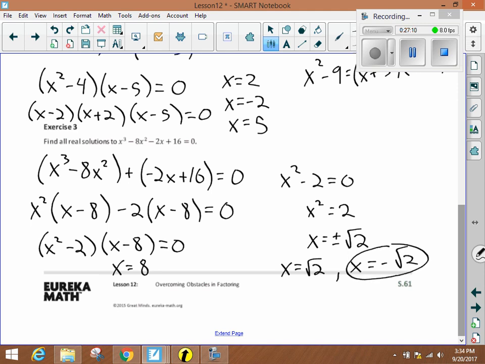So I have 1, 2, 3 zeros or solutions or roots, whatever you like to call them, to this particular equation. We did it. Yes!